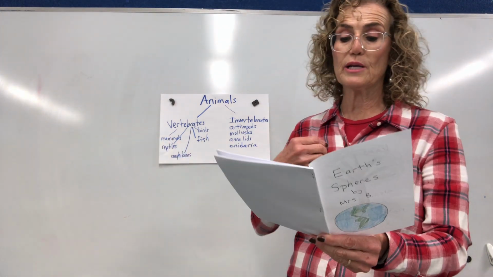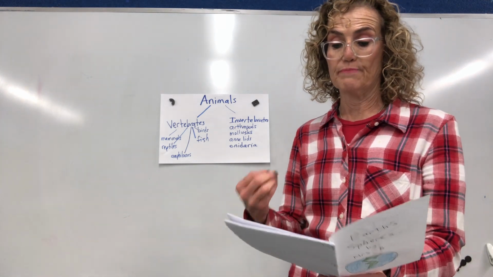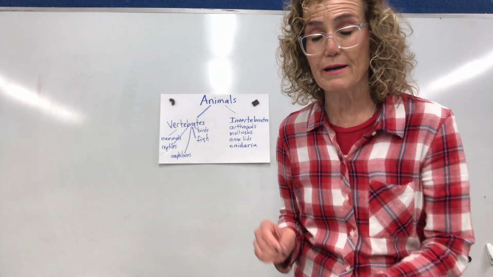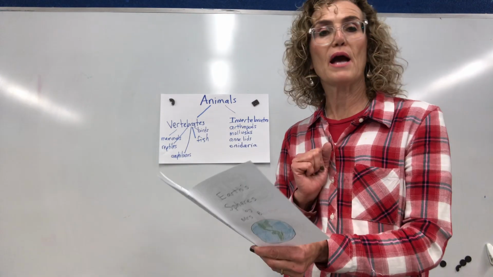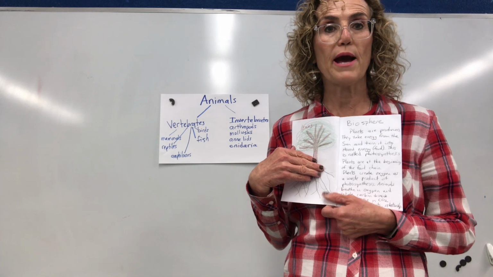Animals breathe in oxygen and exhale carbon dioxide. Plants breathe in carbon dioxide through their stomata. Remember the stomata? This is a symbiotic relationship. So this is what I have done for the biosphere.